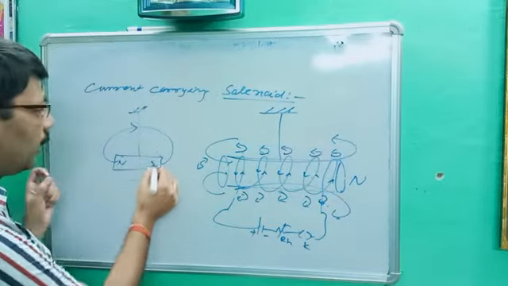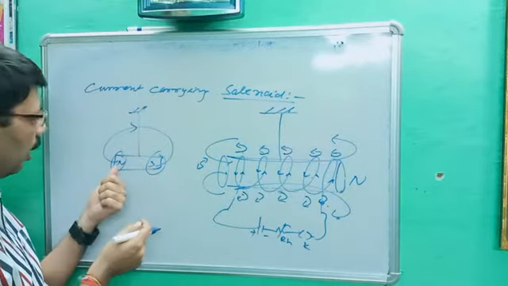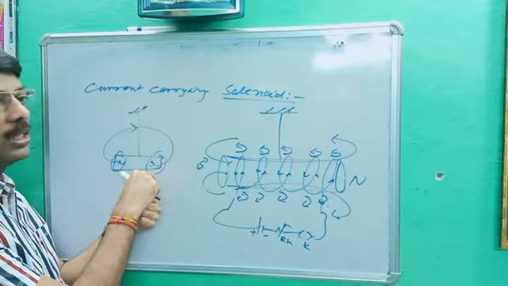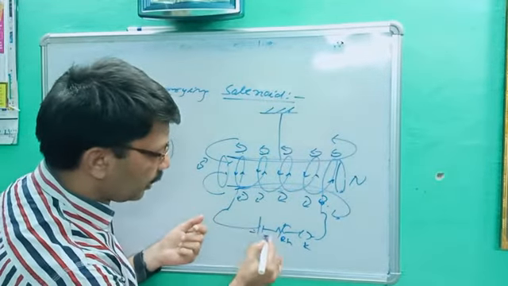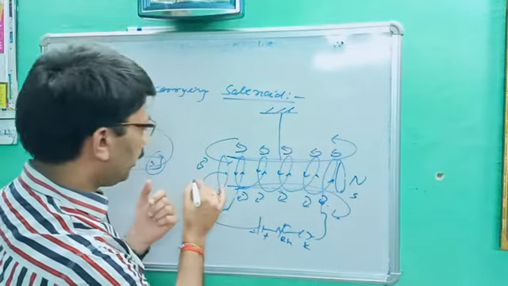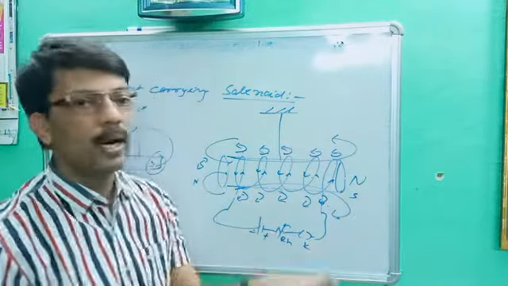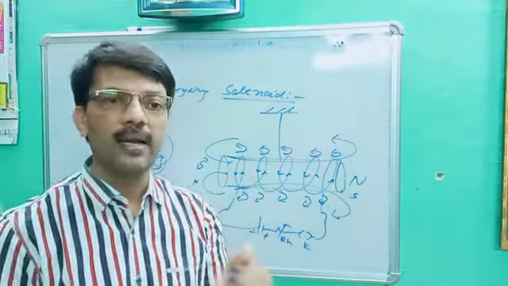Second, the polarity of a bar magnet never changes. North will always be north, south will always be south. While here, if you change the terminals of the battery, if you apply negative here and positive there, this becomes south and the other becomes north. It means the polarity of the solenoid depends on the direction of current.